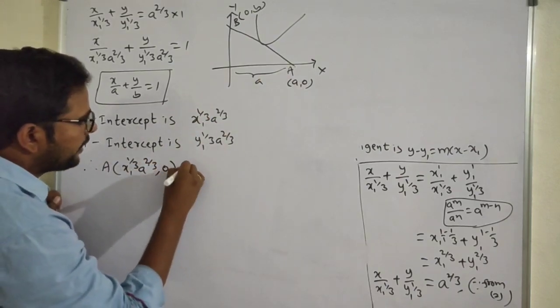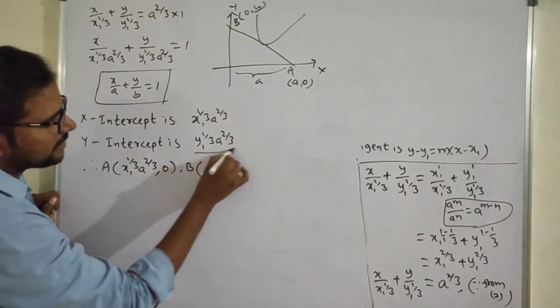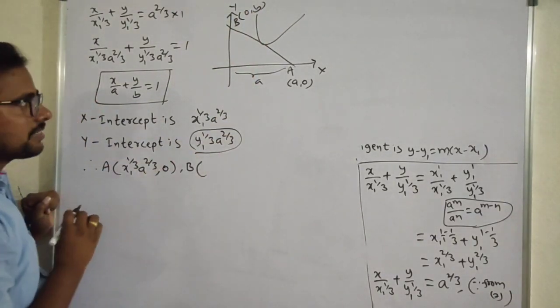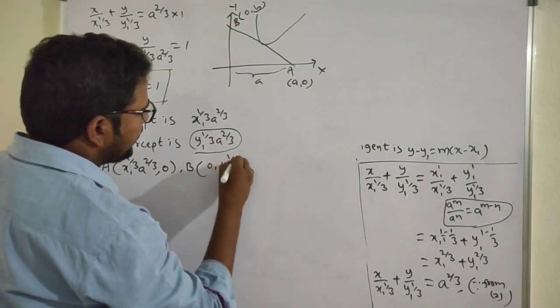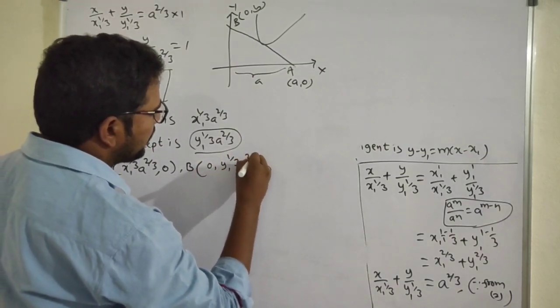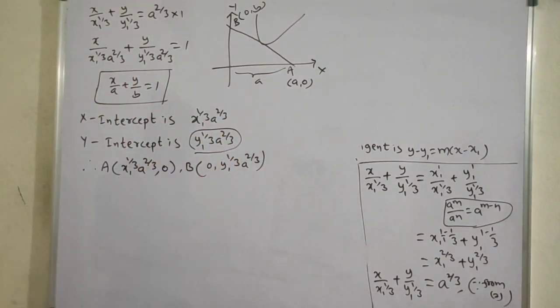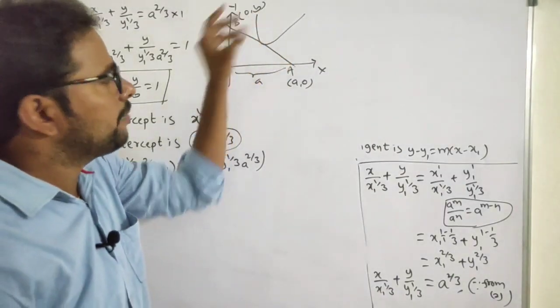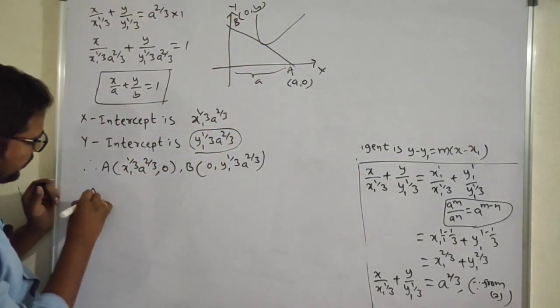And what is the B point? 0 comma b. B means the y-intercept. So we can write B point as 0 comma y1 power 1 by 3 into a power 2 by 3. Now we know A point and B point. Now find the distance between A and B using the distance formula.